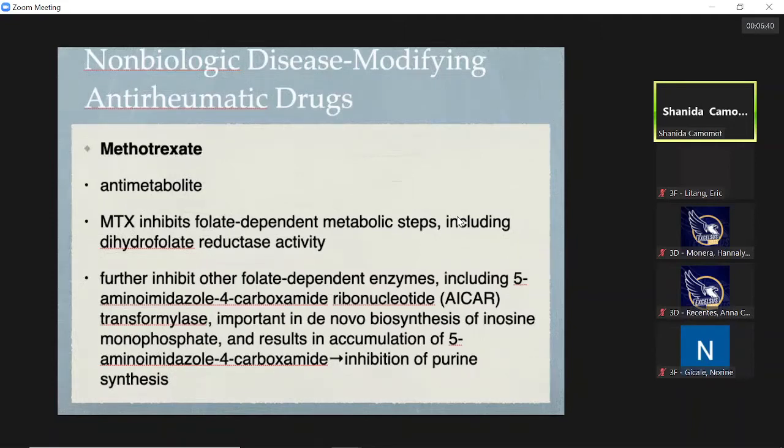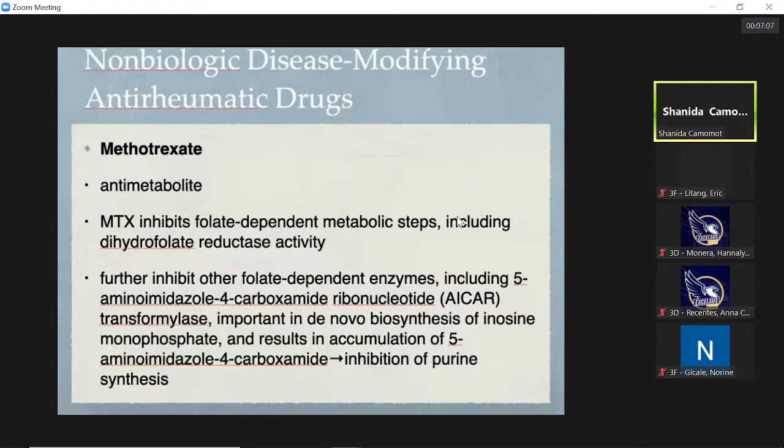So let's talk about non-biologic disease-modifying anti-rheumatic drugs. The first one is your methotrexate. Methotrexate is an anti-metabolite, no? The mechanism of action of methotrexate is it inhibits the folate-dependent metabolic steps, including the dihydrofolate reductase activity.